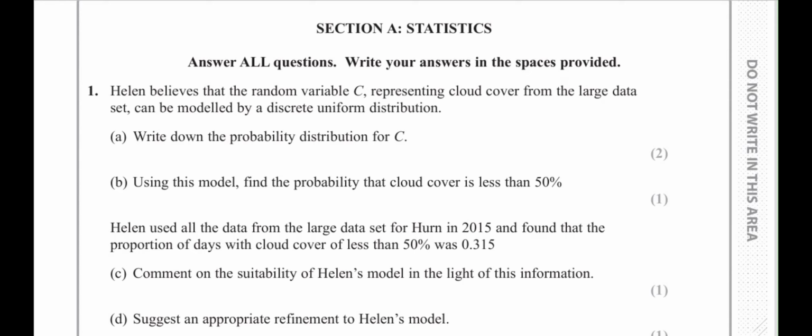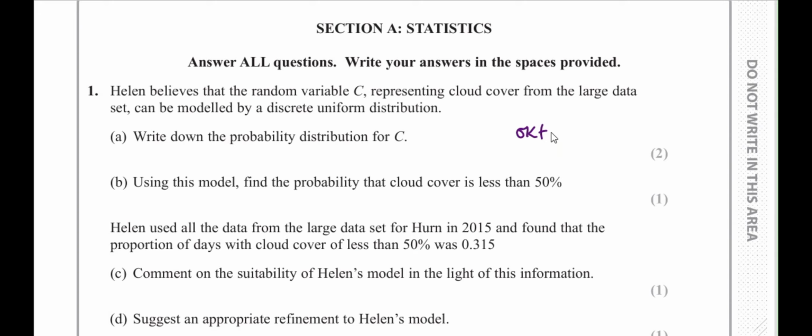Question 1. Helen believes that the random variable C, representing cloud cover from the large data set, can be modeled by a discrete uniform distribution. Write down the probability distribution for C. Discrete uniform distribution means all the outcomes have equal probability. Also, the cloud cover in the large data set is measured using an integer called octas.